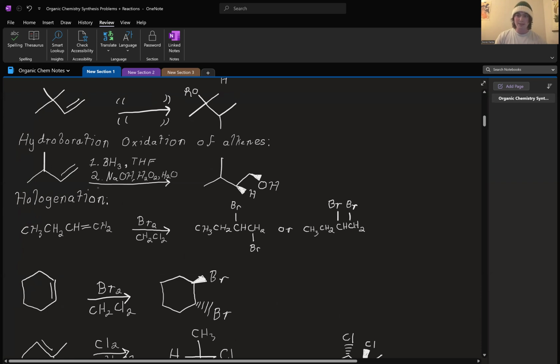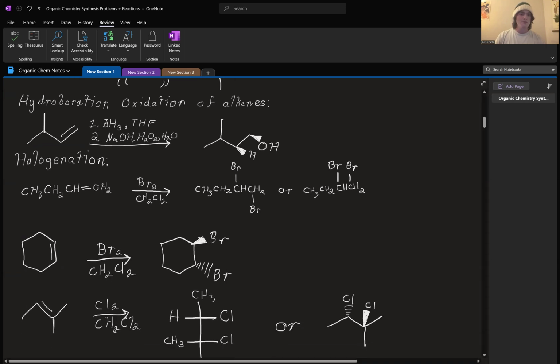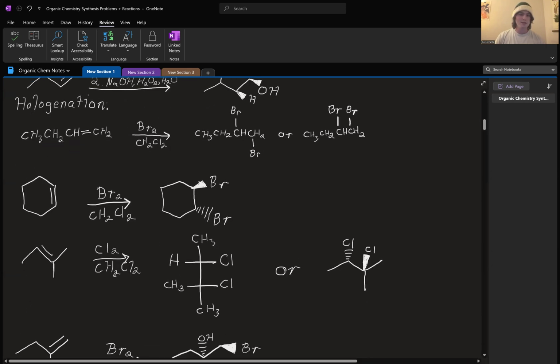This has both regio and stereoselectivity. It will go to the less substituted carbon, so it's anti-Markovnikov. And the hydroxyl group and hydrogen add to the same side, so it's syn addition. So we have BH3·THF, NaOH, H2O2, and H2O with an alkene to create an anti-Markovnikov product with a hydroxyl group. And then we have the halogenation reaction, which is any halogen, two equivalents of it, with CH2Cl2 to create anti-addition of the halogens.